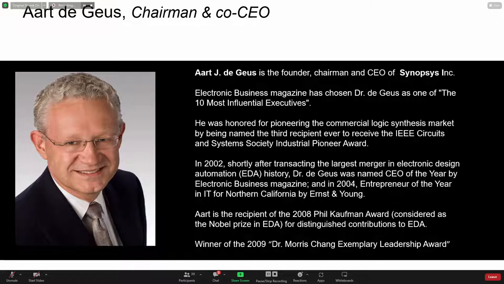Aart is also the recipient of the 2008 Phil Kaufman award for distinguished contributions to EDA, and also winner of the 2009 Dr. Morris Chang Exemplary Leadership Award. We are truly glad that we have somebody who is an engineer by training, who started this company and has led it all the way to now, with a very good vision.